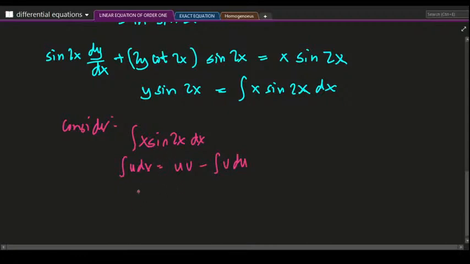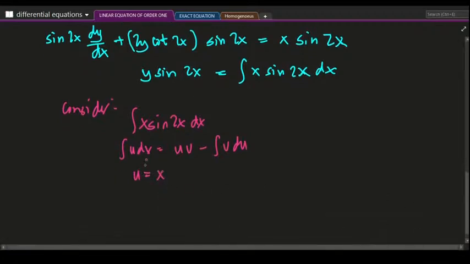Okay, so we need to choose which is our u and our dv. Let's just say that our u is x, because x could be derived into dx and the function will terminate. Then our dv is sine 2x dx. So the integral of that is negative 1/2 cosine 2x. The 1/2 is for the 2x.